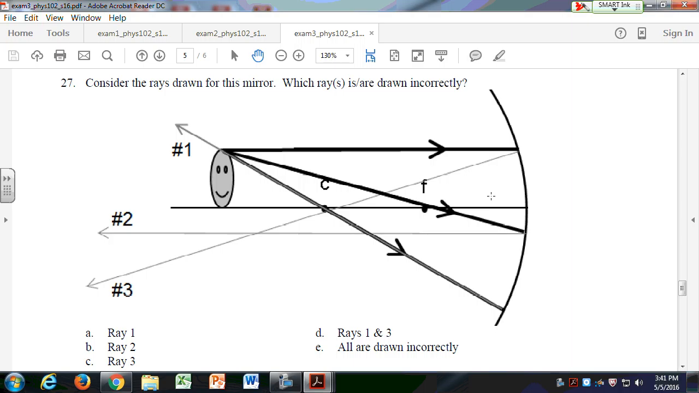Number 3 is wrong because it goes through the center of curvature, not the focal point. Oh, okay. Yeah, be careful with that. Oh, I thought it was right too.